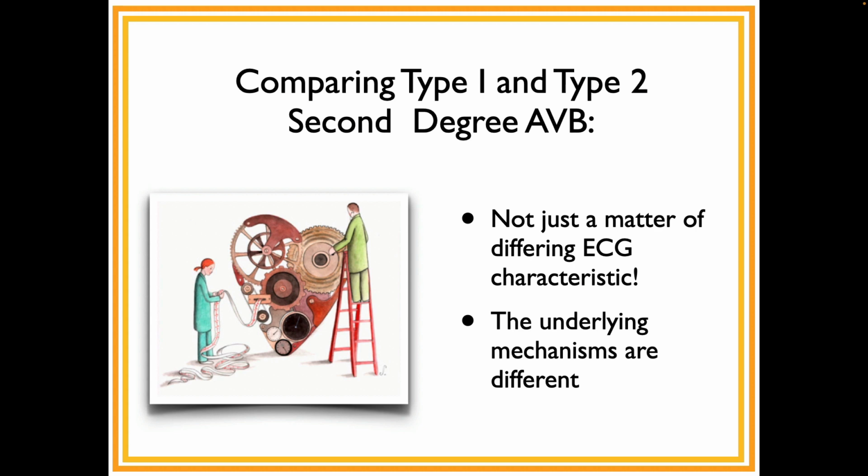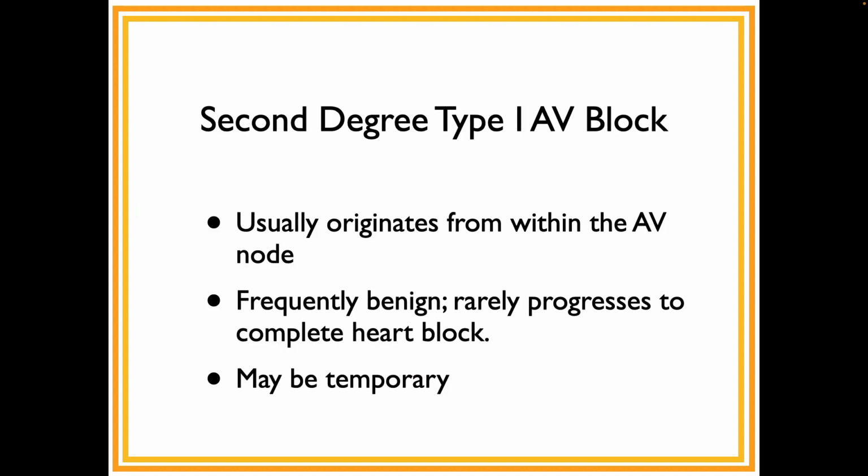So comparing type 1 and type 2 second degree AV block. This is just a repeat, but it's kind of an important one. It's not just a matter of differing ECG characteristics. I've already said this, but it's important. The underlying mechanisms are different. Second degree type 1 usually originates from within the AV node, frequently benign. As clinicians, that's important for you to know. Rarely progresses to complete heart block, usually temporary, goes away.